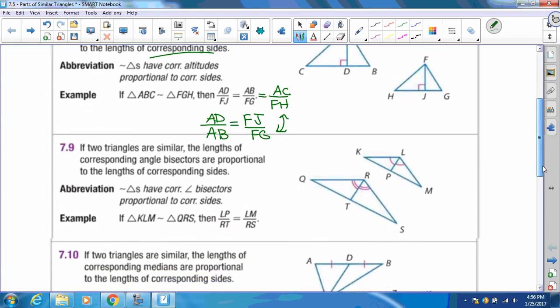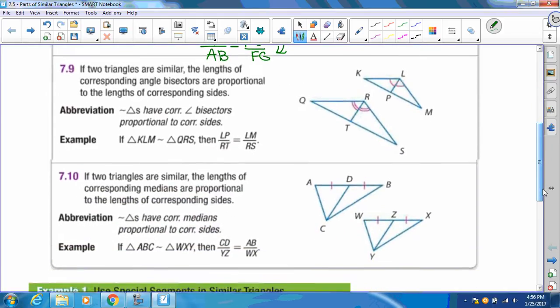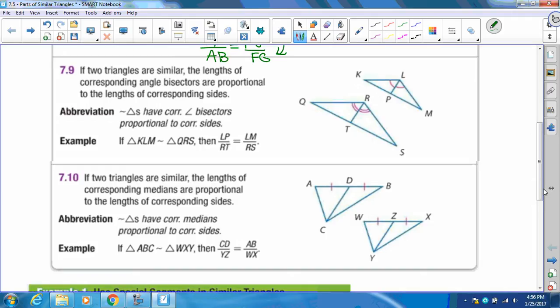Next picture, we have two angles that are congruent. Remember, when you cut an angle in half, that's called an angle bisector. Again, if triangles are similar, then angle bisectors are also proportional to corresponding sides. So you can see here LP over RT, so the two angle bisectors would be equal to two corresponding sides. They picked LM, which goes with RS. Again, I could have picked KL and RQ.